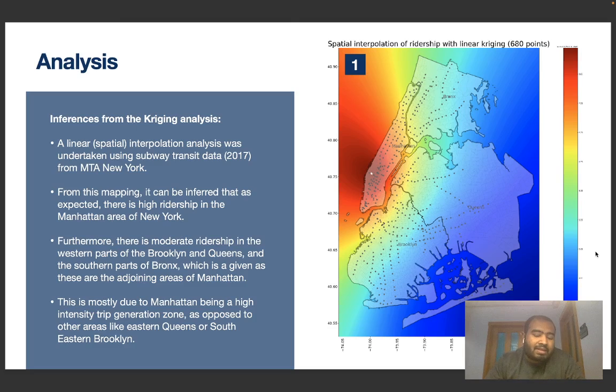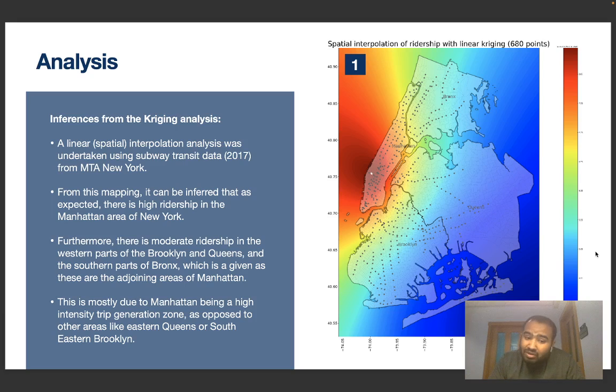So, coming to the analysis, the first thing that was done was to run a spatial interpolation. As we can see on the map, the gray points are the subway stations for which the data was available. This data was collected from the MTA, Metropolitan Transit Authority of New York, and based on it the spatial interpolation for the rest of the city was undertaken. From this mapping also, we are able to understand that Manhattan again has the highest ridership, but that is attributed to Manhattan being the city center of New York.